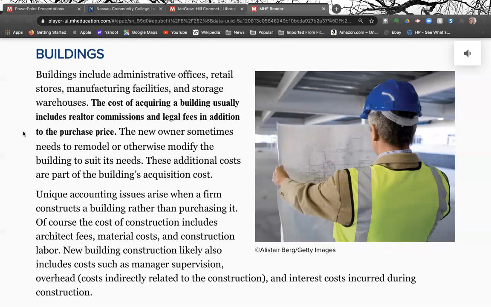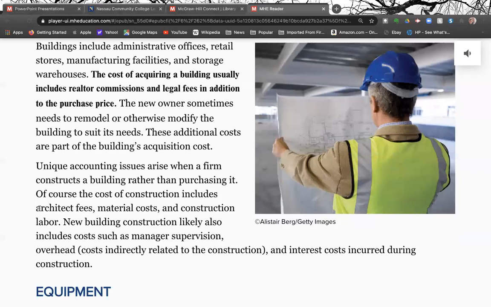If you need to renovate the building, let's say you bought a building that was a factory and you decide you want to use it as an office building. You buy the building because you got it for a really good price, and then you're going to gut the building and rebuild it to your specifications. New plumbing, new electrical, new walls, new everything, right? Those renovation costs are part of the cost of the building.